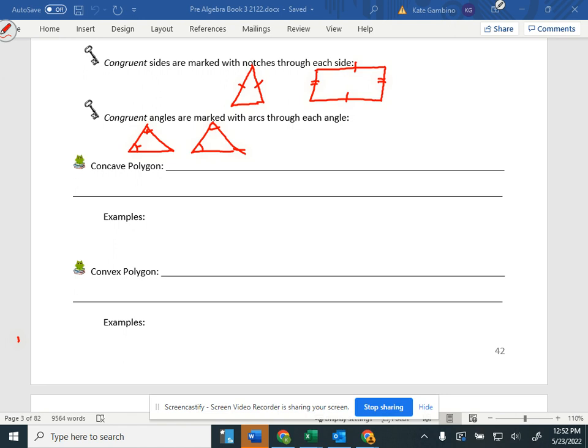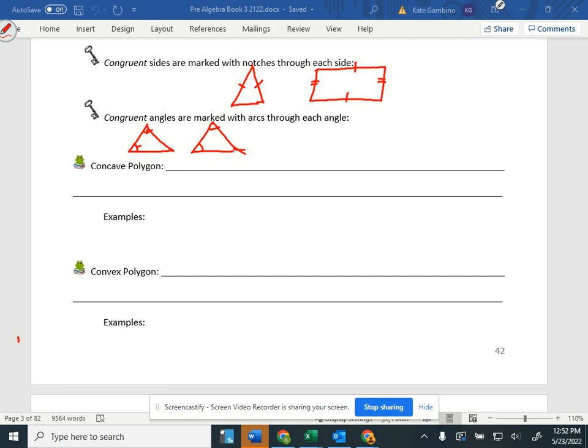Congruent makes sense? Okay, now, how many of us have heard of concave and convex polygons? Ooh, you did in 4th grade? Yeah, I don't know. That was a couple years ago. So this is a good refresher for us. Sam, what do you think a concave polygon would be?